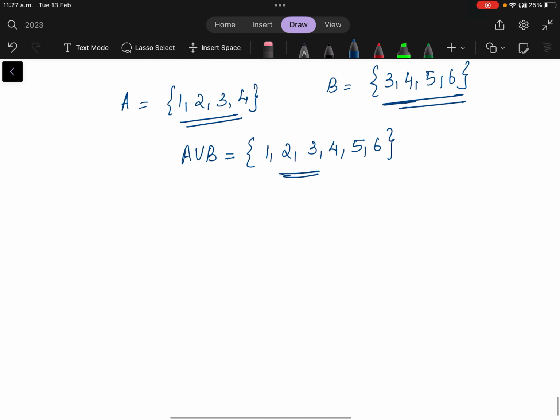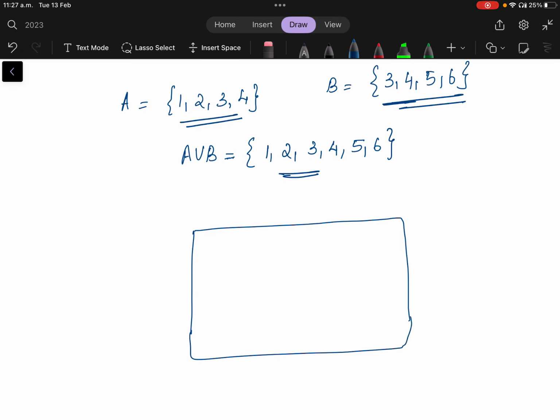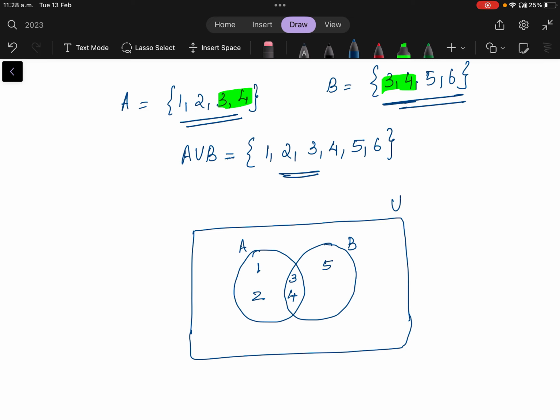Now moving on to the Venn diagram, let us first represent A and B here. If you see, 3 and 4 are common in both the sets. So when I am drawing it, this is A, this is B, and 3 and 4 are common, so I will write 3 and 4 here. And then what else is remaining in A? That is 1 and 2. I will write it here. What is remaining in B? It is 5 and 6. That I will write here. So this is how we represent two sets in a Venn diagram. You find what is common, you put that in the middle portion, and then you do the rest.